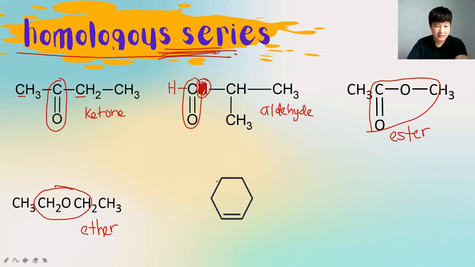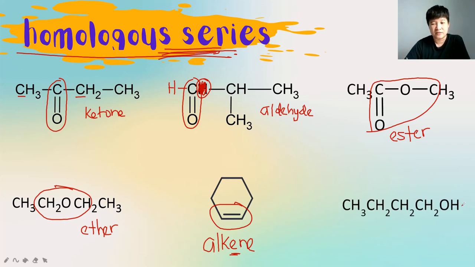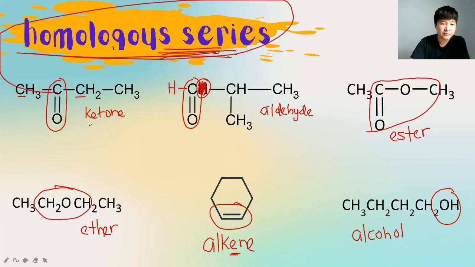Next, you have a 6-carbon ring with a carbon-carbon double bond. Carbon-carbon double bond. Simple. The homologous series is alkene. Alright, due to the presence of carbon-carbon double bond. Next and last but not least for homologous series, oh, the simplest one. You have OH, guys. So the homologous series will be alcohol. So look at the answer that I write. When it's a homologous series, the name that I put down is ketone, aldehyde, ester, ether, alkene, and alcohol. That is the homologous series.